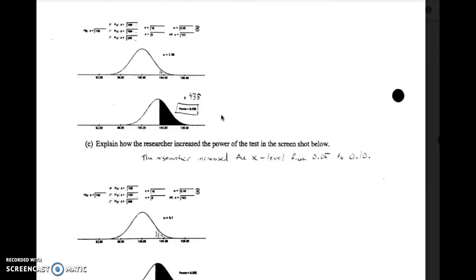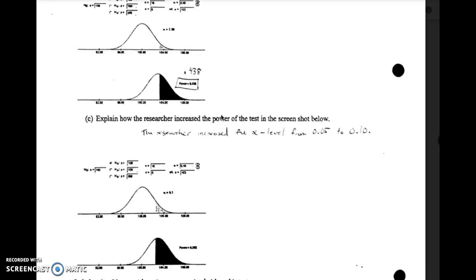Part C says to explain how the researcher increased the power of the test in the screenshot below. So again, I can't really see what number the power is here, but assuming just visually, it looks like a larger percentage, so it's a higher value. The way that they did this from here, you can probably see this on your paper, but you can't see it necessarily on my scan.